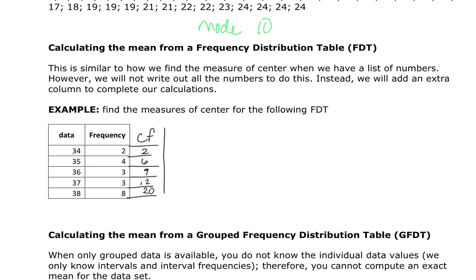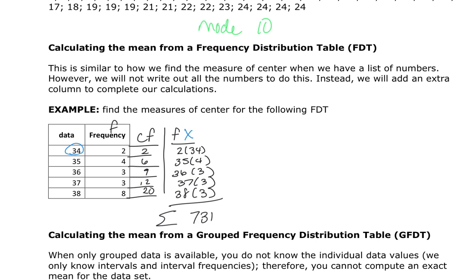And then I would add another column, and I'm going to take my frequency, call this F, and multiply it by X. Well, what is X? X is my data piece. So what's going to go in this column? It would be 2 times 34, 35 times 4, 36 times 3, 37 times 3, and 38 times 3. And then I'd add all of these up. So I'd sum this up. That is the notation for sum, and I'd get 731.